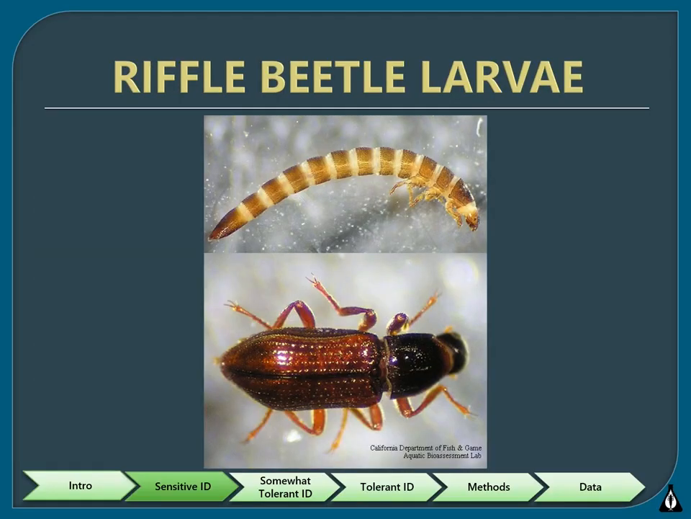Riffle beetle larvae have a head, thorax, and abdomen, and 3 pairs of legs. The thorax and abdomen are hard. The larvae have gills, but they are usually covered by a plate at the tip of the abdomen. The adult riffle beetle is small and dark in color. Both adults and larvae will be counted together for the data sheet, which will be covered later in the chapter.